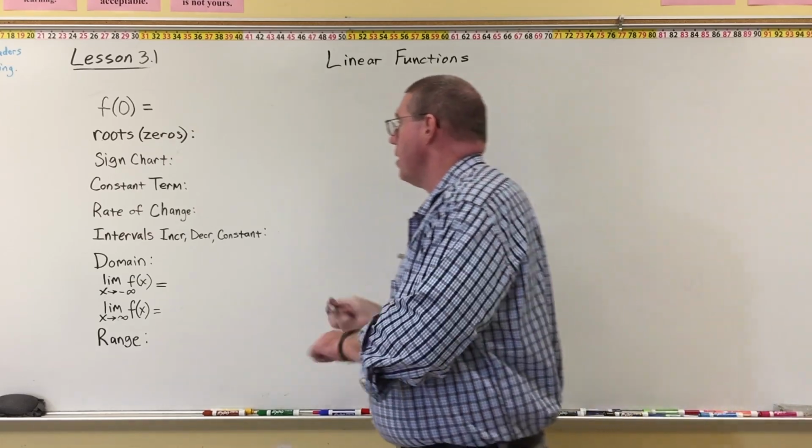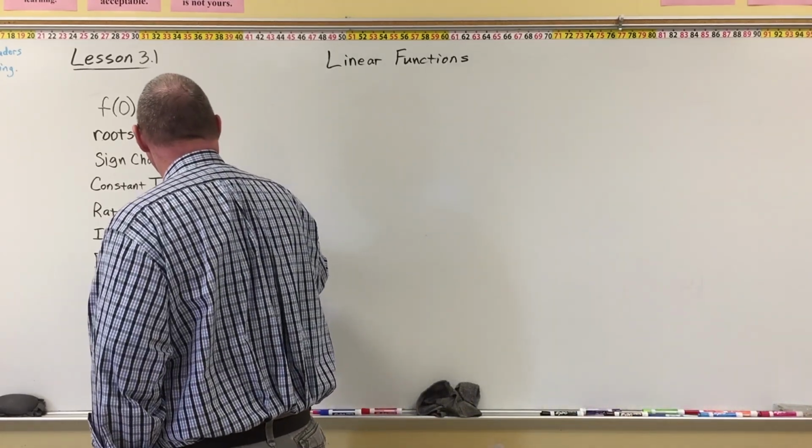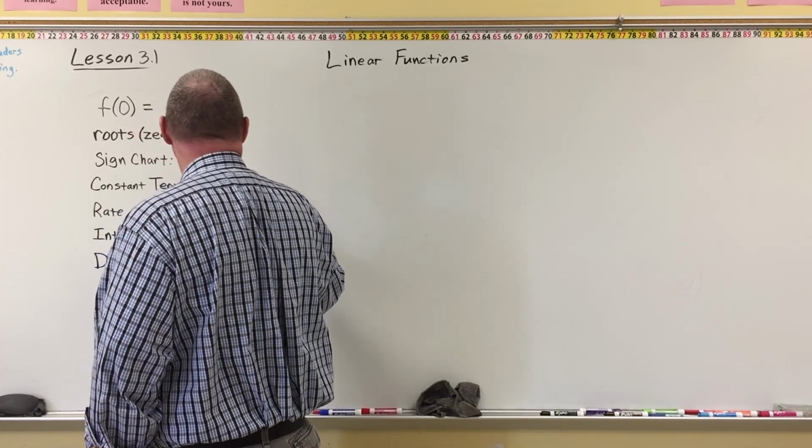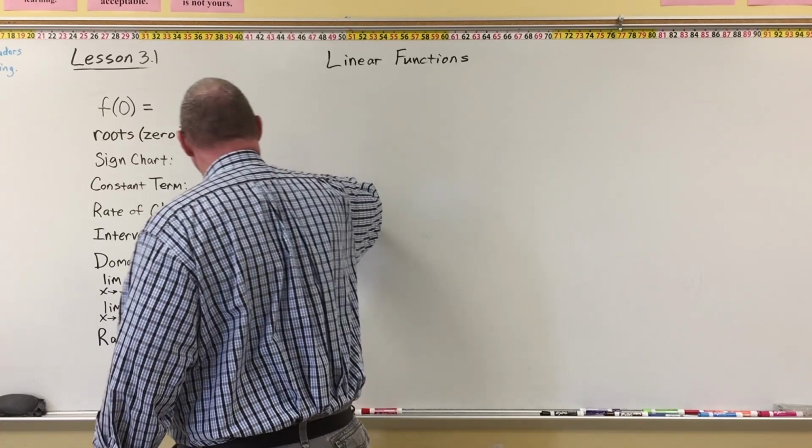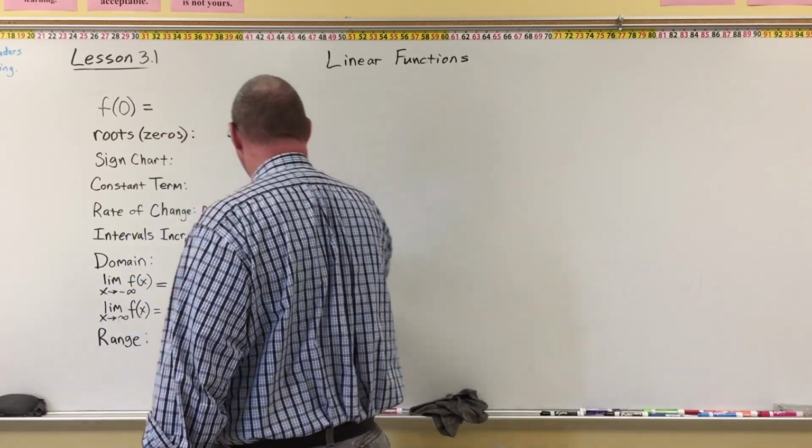All right, so let's say that the rate of change is m equals 2/3. Well, no, you know what? Let's go with, how about 3 over 2 instead of 2 over 3.